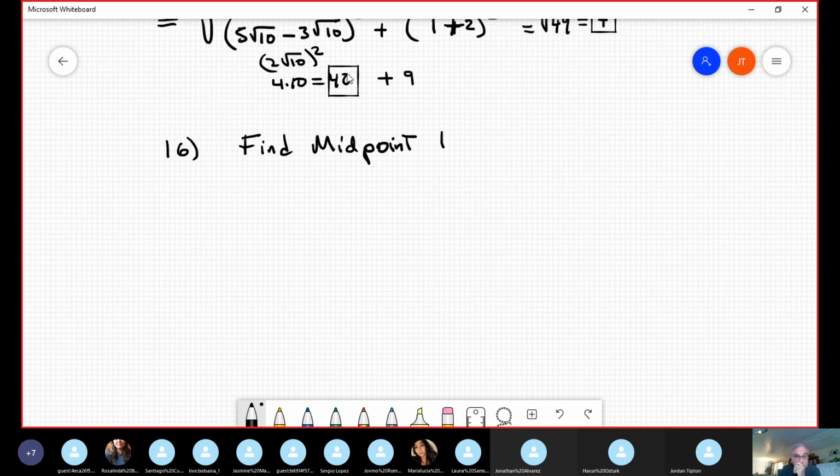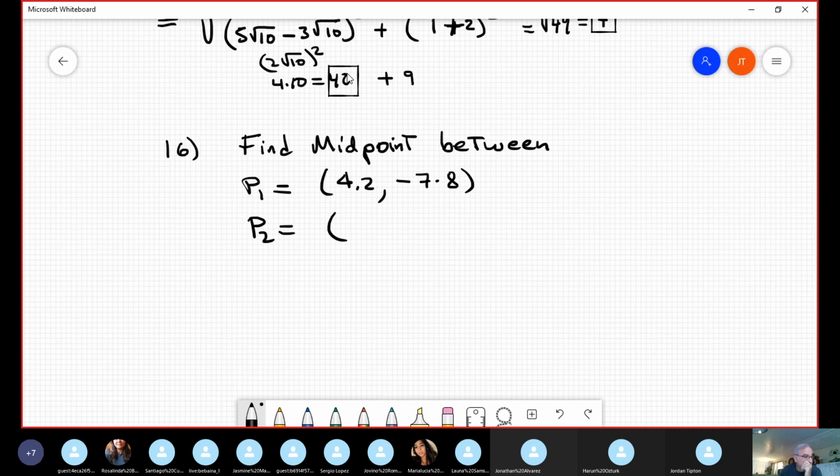Midpoint between two given points, P1, P2. P1 is 4.2, minus 7.8. P2 is 1.7, negative 3.2. Well, the complication is decimals, stupid numbers, and negatives. Okay, I don't care. Okay, midpoint: you have two points, P1, P2.